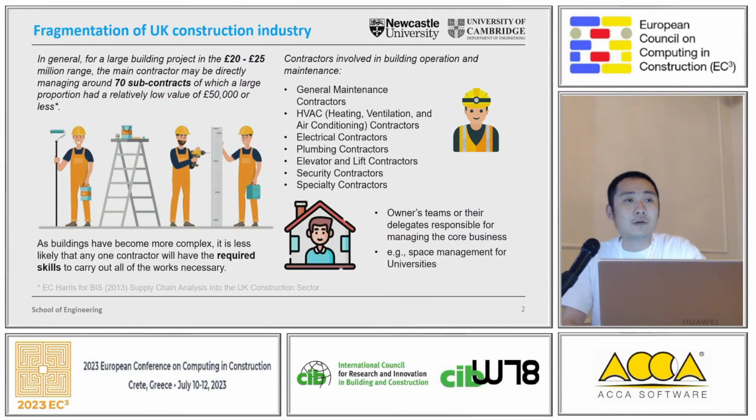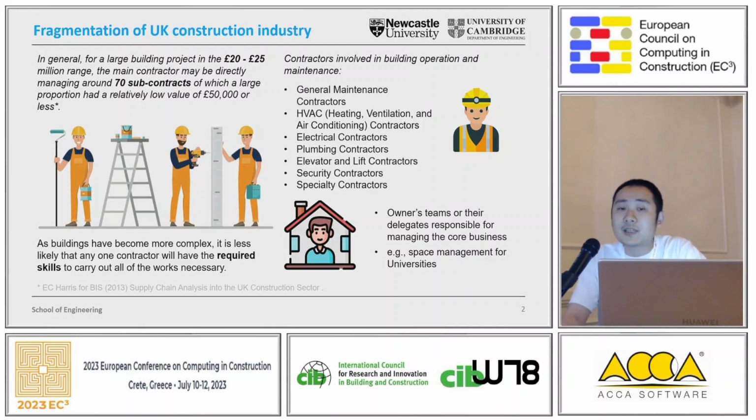So I think we can all agree that the construction industry is fragmented. According to the UK data, a typical building project ranging from 20 to 25 million bucks can have around 70 subcontractors, many of which are actually SMEs. This is because buildings nowadays are becoming more and more complex, so a single company is not likely to have all the skills they need to carry out all the work activities necessary for the building.